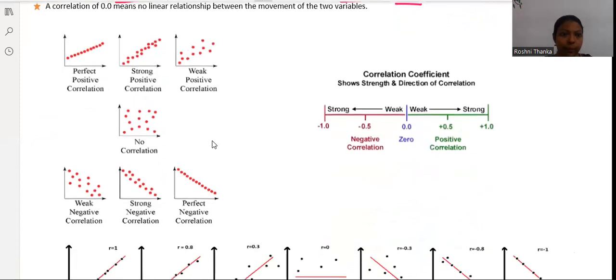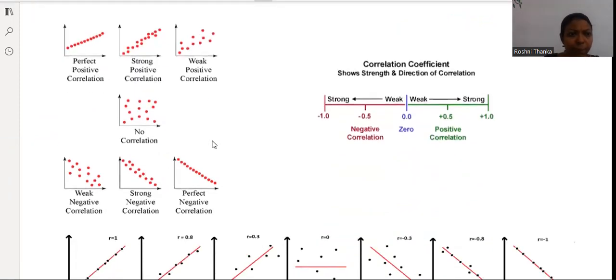Let's see an example here. This is a perfect positive correlation. For example, as the age of the car increases, the maintenance will also increase. This helps me find the relationship between these two variables. So here I can say it's a perfect positive correlation, because the points fall perfectly on a linear line. So it is perfect, and it will come as +1.